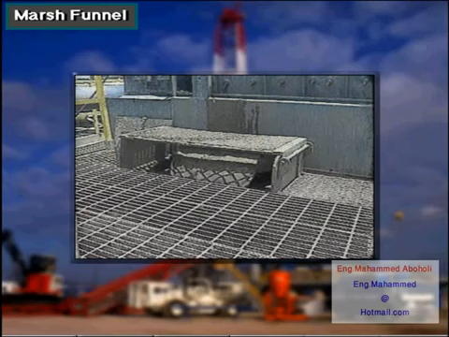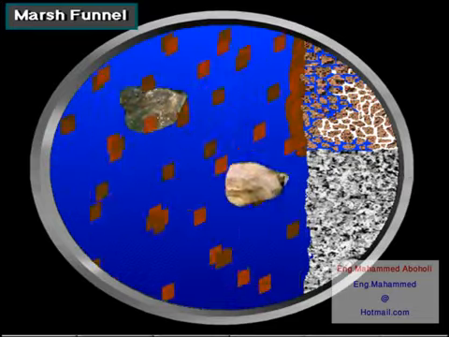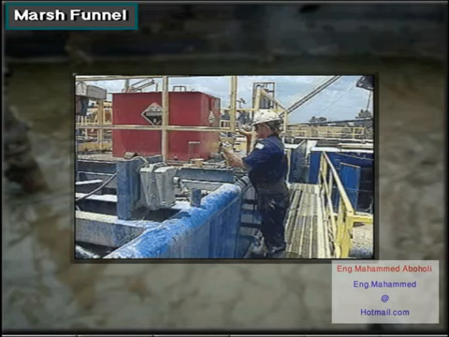The viscosity of the mud, its thickness or resistance to flow, is also an important factor. The mud's viscosity determines how well it can carry cuttings up the hole. One measure of a mud's viscosity is its funnel viscosity.